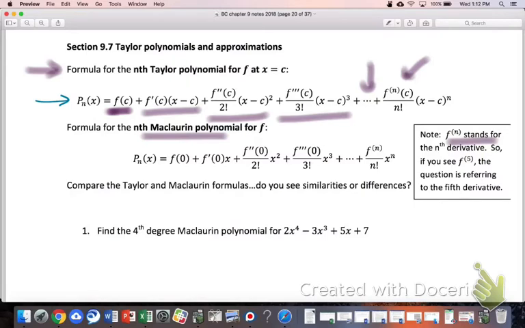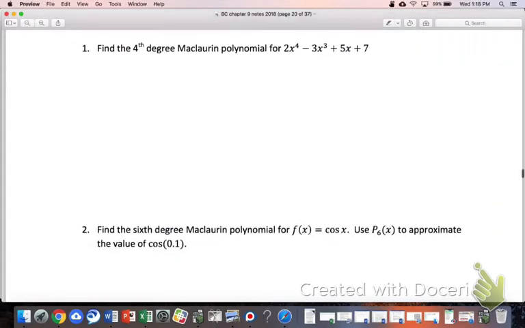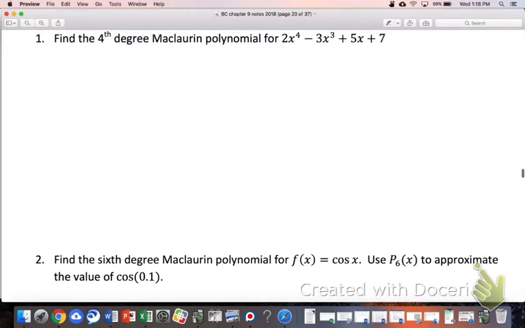Any questions? So I thought we would do this first one here together. I feel like maybe we've sort of proved that this is all true and well and good, but I thought we could maybe prove this to ourselves a little bit more concretely. This might seem like a silly thing to do, but it might serve a purpose. Number 1 says, find the 4th degree Maclaurin polynomial for 2x to the 4th minus 3x cubed plus 5x plus 7. It's a very odd question.